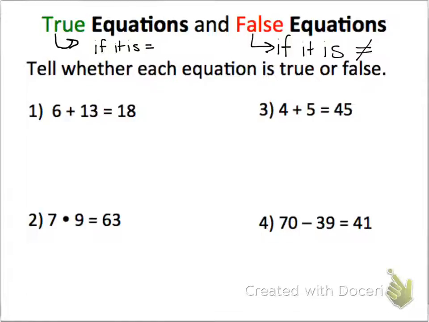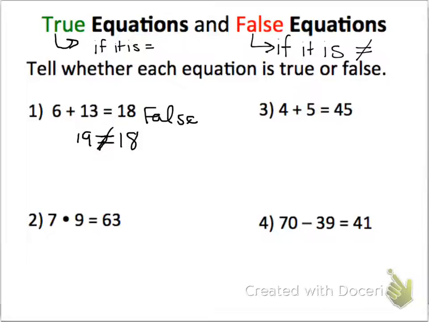Okay, we need to tell whether each equation is true or false, so whether the two sides are equal to each other. Here we have 6 plus 13 is equal to 18. Well, 6 plus 13 is 9, and then equals 18. Is 9 equal to 18? No, it's not equal, so that means this is a false equation. It is not true because they are not equal.